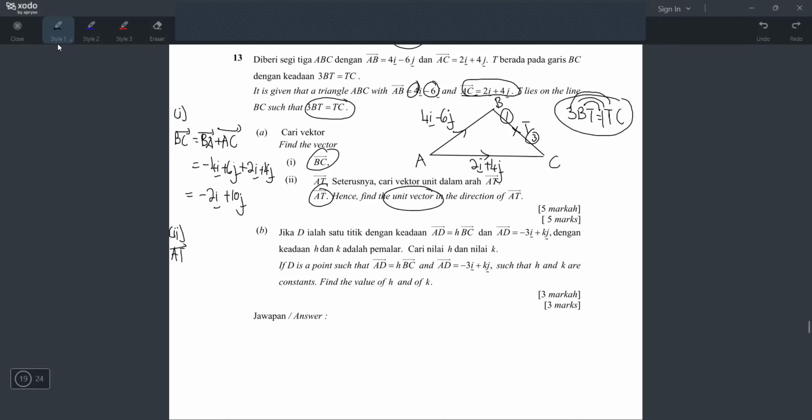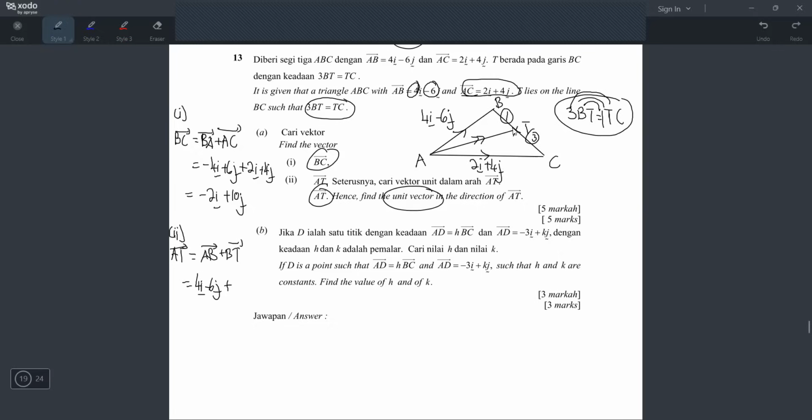Okay, how to find AT? If you look at the diagram I draw, AT is here, right? So if I want to find this vector A to T, I will do AB plus BT or AC plus CT. Both also can. You will get the same answer. Okay lah, let's do AB plus BT lah. But if you want to do AC plus CT, can also. You will end up with the same answer later. AB vector I have already, 4i minus 6j. Just pop it in, plus with BT. BT I don't have the vector.